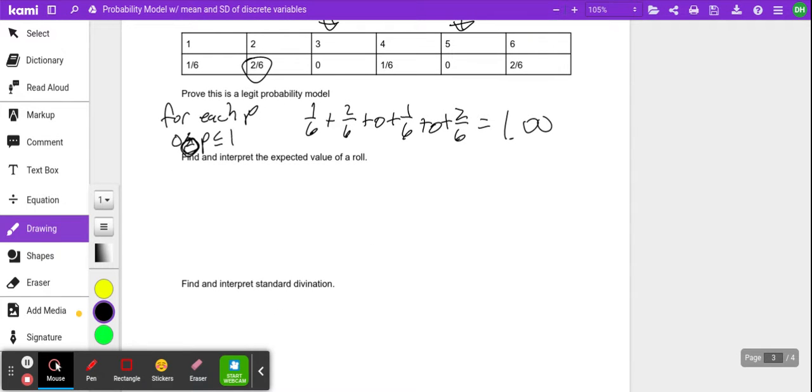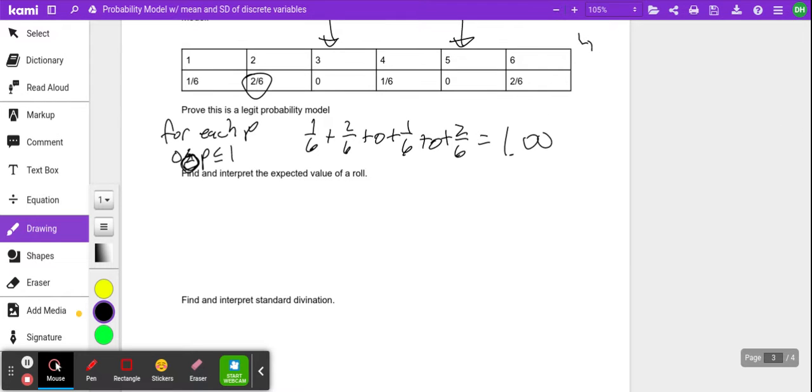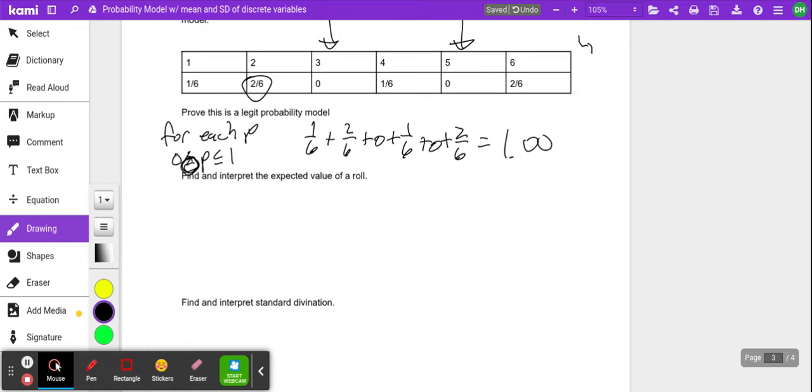This time I wrote expected value for a roll. So again, you go stat, edit, L1 here and L2 here. And then when we plug those values in, we go stat, calculate, and then one-var stats, and then you need to make the frequency list L2. And then you plug that in, and again, we get the answer. The average is 4.25 and a standard deviation of 1.59. So just round it a little bit.